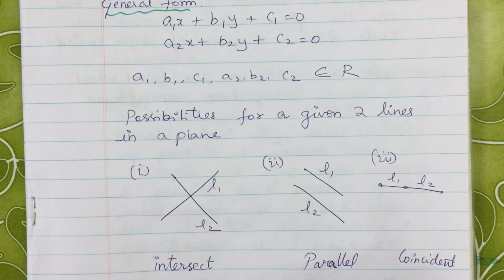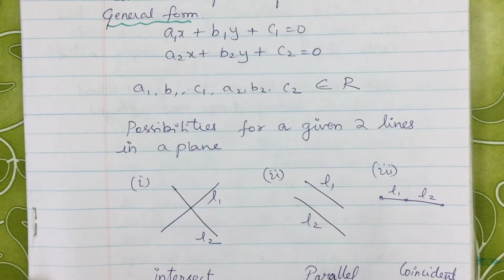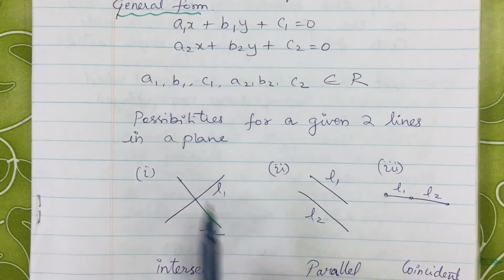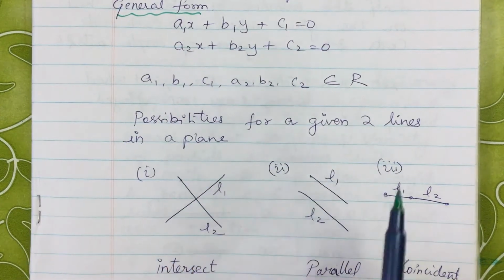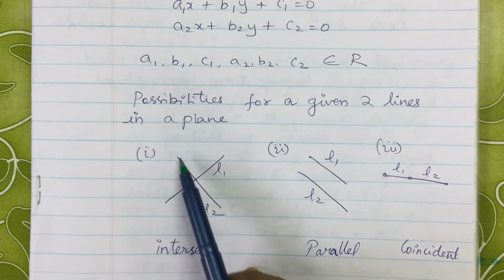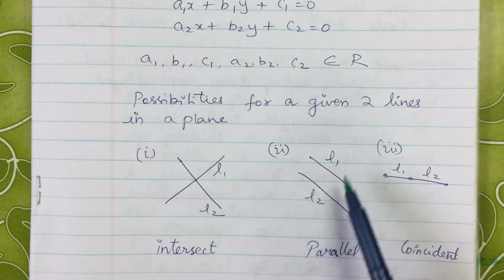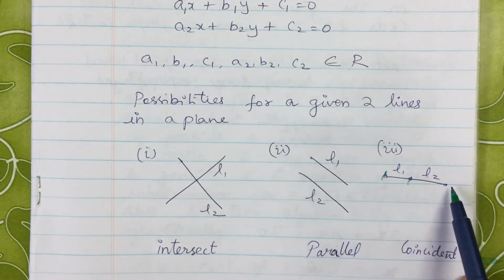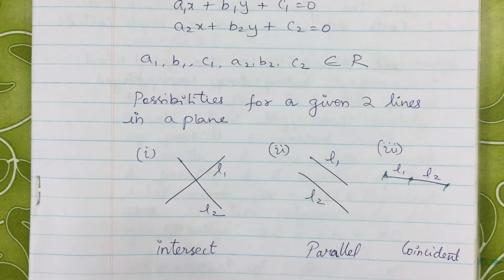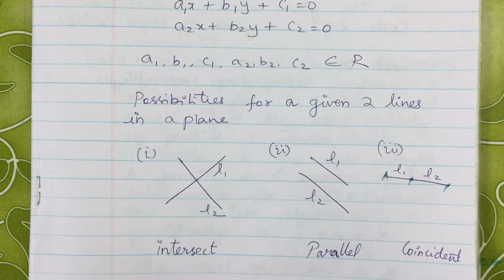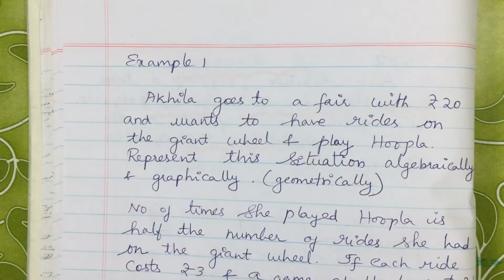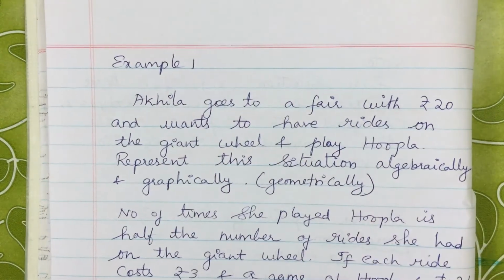So whenever you are given two lines, what are the possibilities for those two lines? If you see the possibilities for two given lines in a plane, either they can intersect each other like this, or they can be parallel to each other like this, or they can be coincident. This is line 1 up to this and this is line 2. They can be coincident like this. So these are the possibilities for a given set of two lines. So this is the theory part.